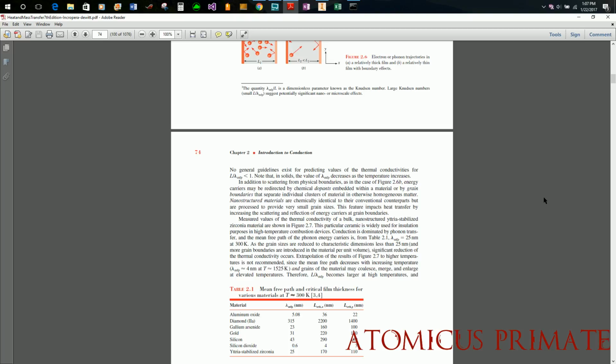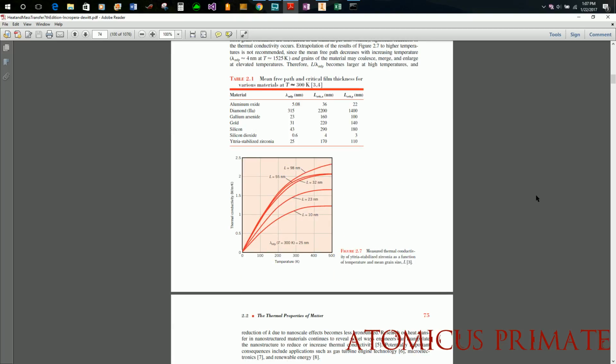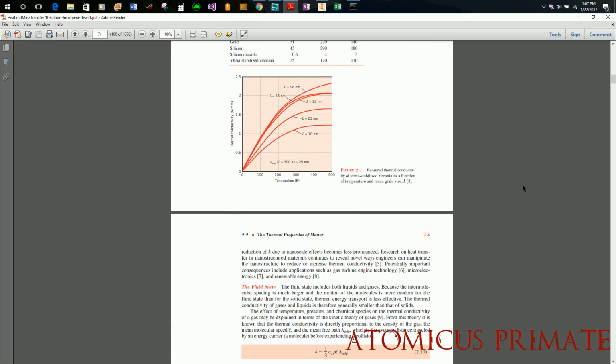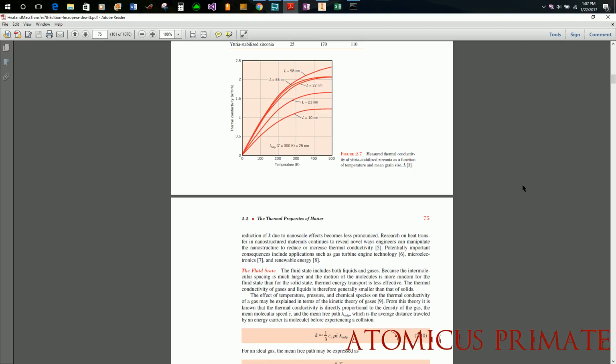Extrapolation of the results from Figure 2.7 to higher temperatures is not recommended, since the mean free path decreases with increasing temperature, and grains of the material may coalesce, merge, and enlarge at elevated temperatures. Therefore, L over λ_MFP becomes larger at higher temperatures, and reduction of k due to nanoscale effects becomes less pronounced.